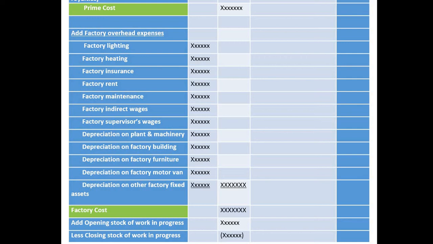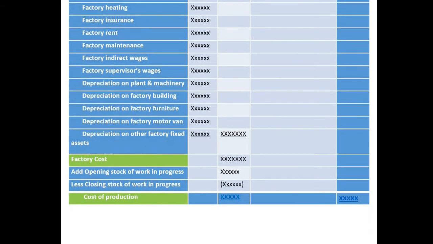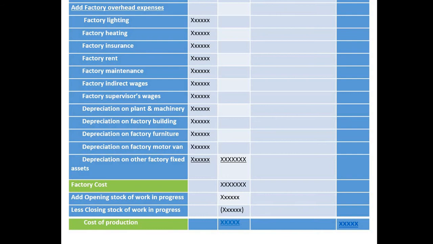Now, factory cost, when added to opening stock of work in progress and subtracted from closing stock of work in progress, we get what is called cost of production. Remember, prime cost plus the total factory cost plus opening stock of work in progress minus closing stock of work in progress, that is what gives us cost of production.